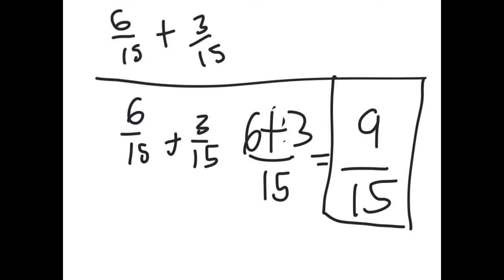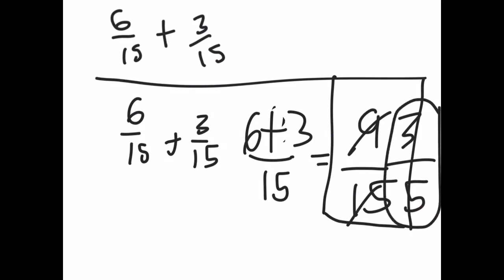Okay, so now that you've got 9 over 15, you're going to divide both the numbers by 3 because that will simplify it. You divided both of the numbers by 3, so the final answer would be 3 over 5.